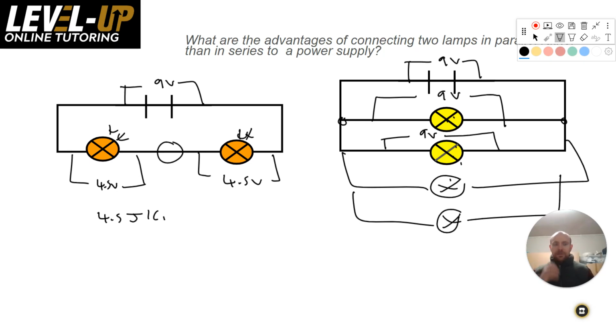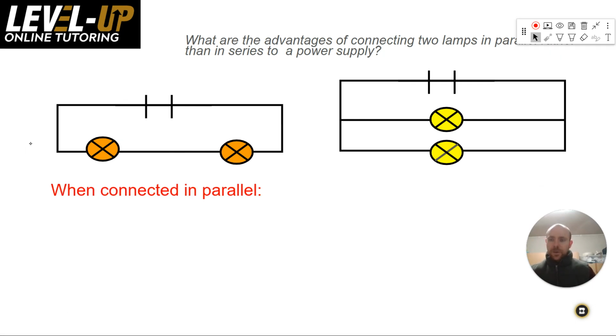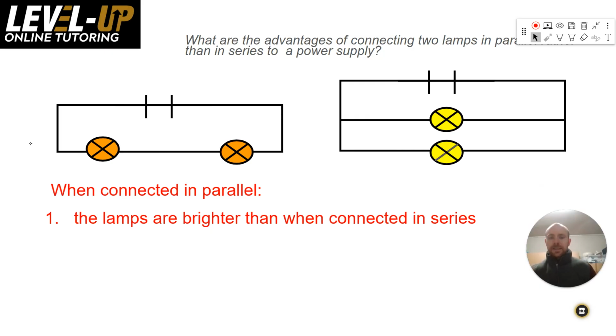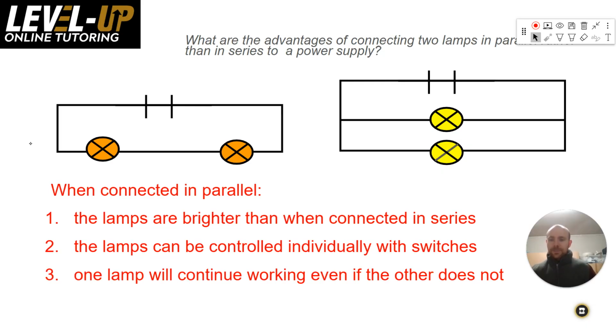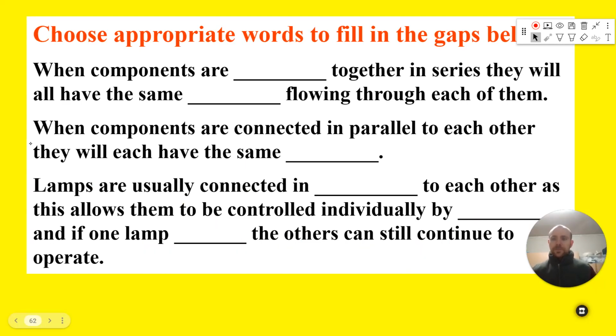Now, you're not getting energy for free. Don't think that's breaking conservation of energy. Okay, it's not getting energy for free. But in terms of just pure brightness, you are going to get brighter lamps, and they're not going to get dimmer as you add more of them. That's super handy. So when connected in parallel, the lamps are brighter than connected in series, and they remain brighter. The lamps can be controlled individually with switches. If one lamp breaks, the others will continue to work.